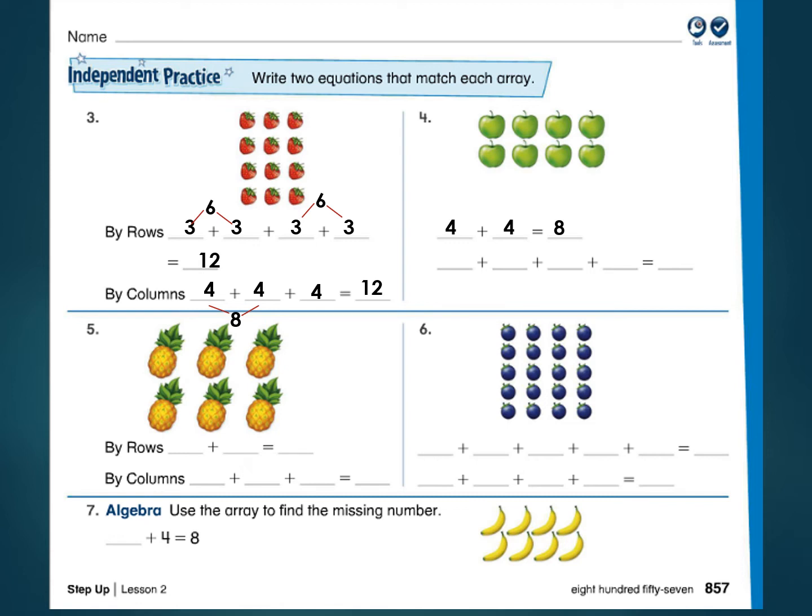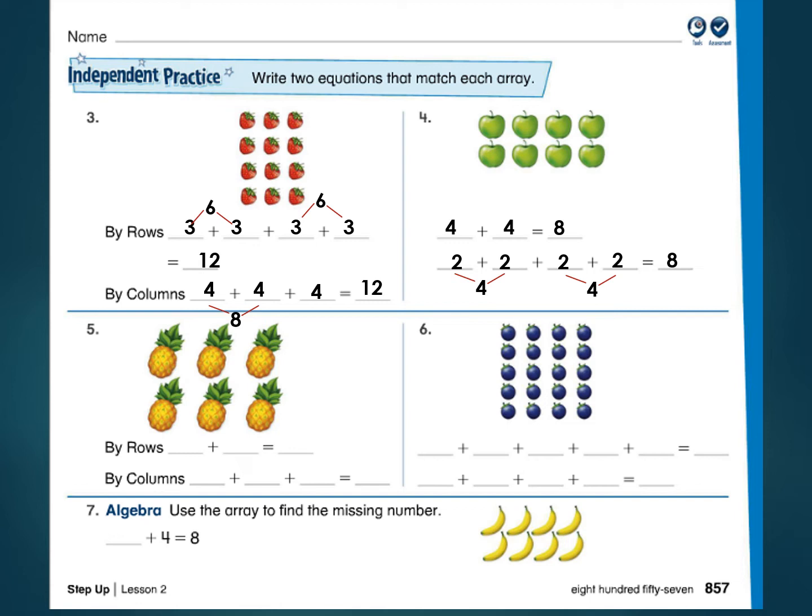By columns, how many columns are there? There are 4 columns. Each column has 2 green apples. So 2 plus 2 plus 2 plus 2. The first 2 plus 2 is 4, and the second 2 plus 2 is 4. 4 plus 4 is 8.